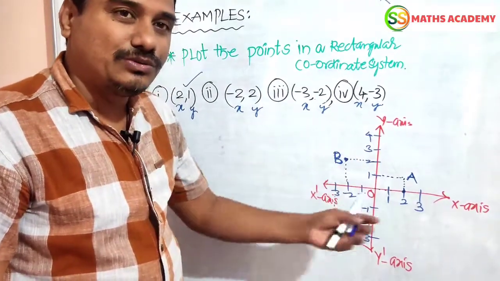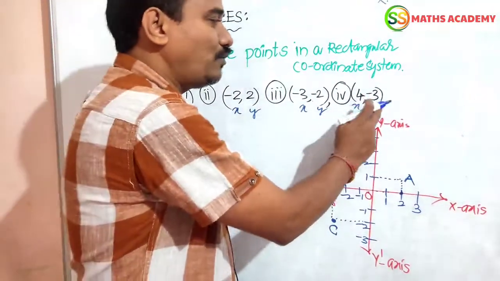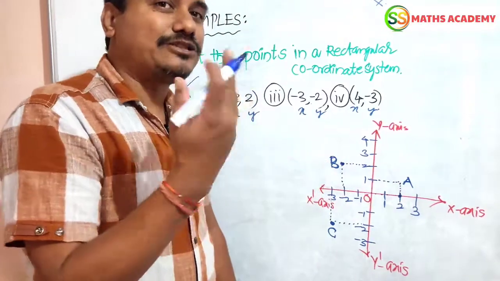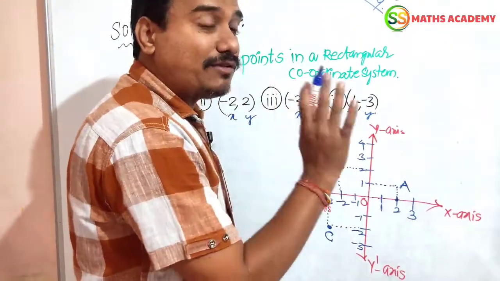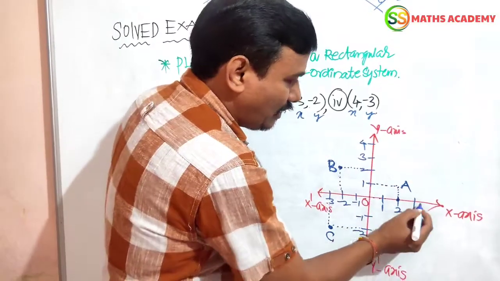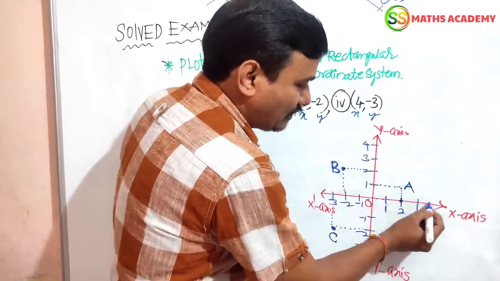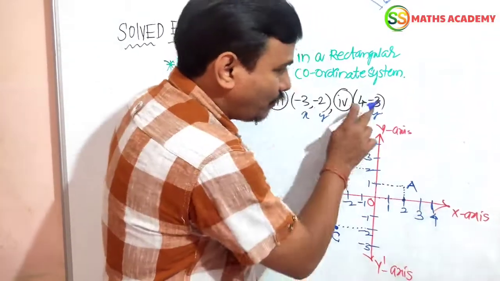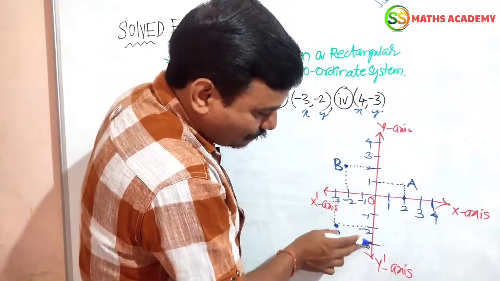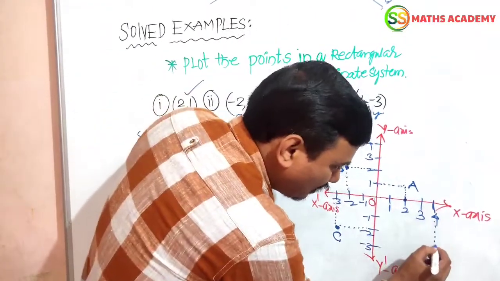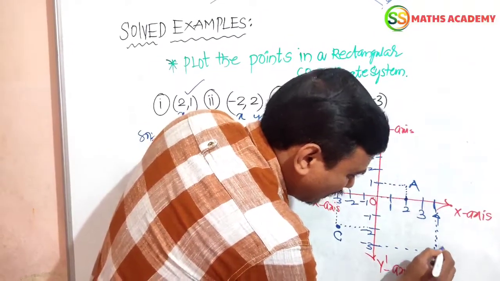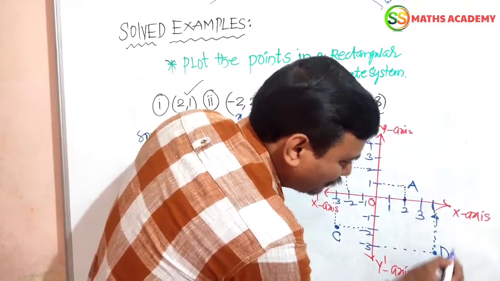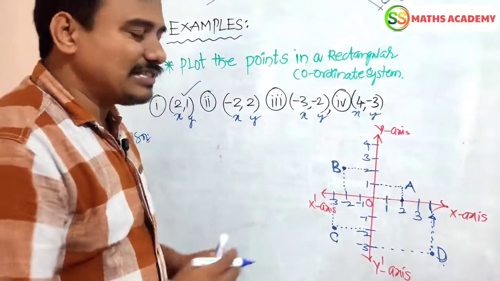Now we are going to do the last point. 4, minus 3: plus, minus, which quadrant? Fourth quadrant. 4 is the distance from the y axis. Distance from the y axis is 4 units. Here this is 4. Minus 3 is the distance from the x axis. So these 2 points are located here. The name of the point is D. Okay, now your answer is completed.